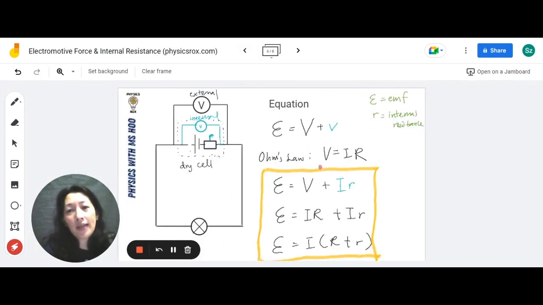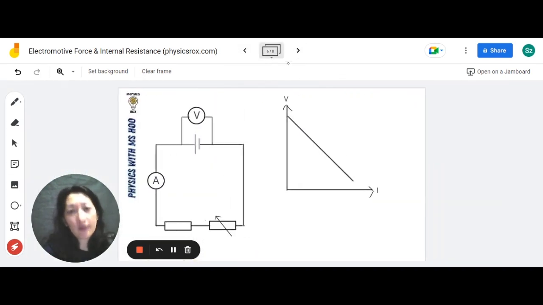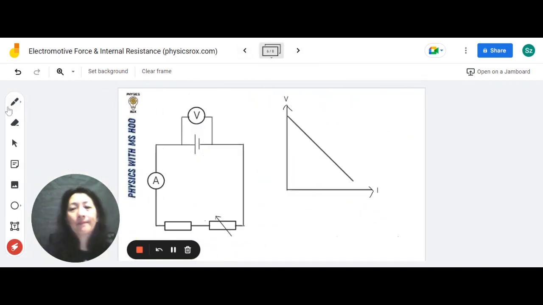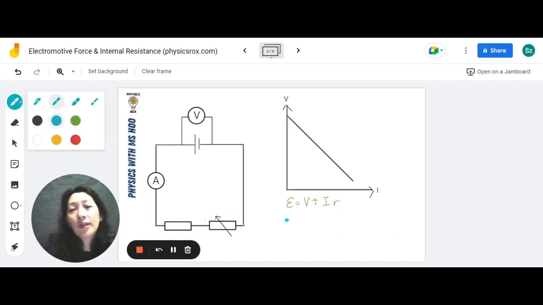We're going to relate one of these equations to the graph, and we're going to take the first equation. So I'm going to write that. Let's use another color just to make it pretty. So we have E equals V plus Ir. Now, we're going to borrow a concept from one of the mathematical topics, which is linear law. If you don't remember linear law or if you haven't learned it, don't worry, it's really easy.